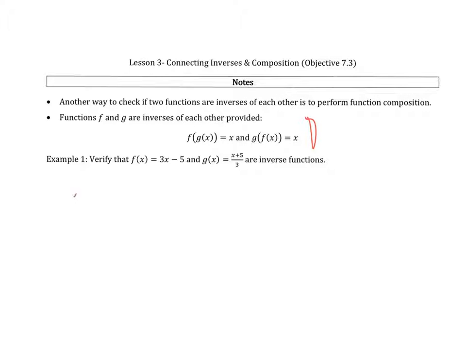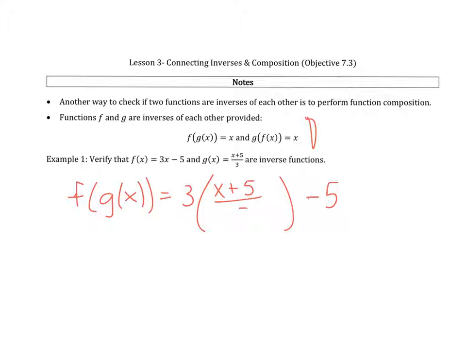So we're going to start by doing the composition of f of g of x, which means that I'm going to rewrite function f. I'm going to plug function g into it. And then I'm going to simplify and add like terms. And so what we see here is we have 3 times x plus 5 over 3. Well, since we're multiplying a fraction with a denominator of 3 by 3, these 3's are actually going to cancel each other out. So we're left with x plus 5 minus 5. Well, x plus 5 minus 5 is just x. So far we are good to go.